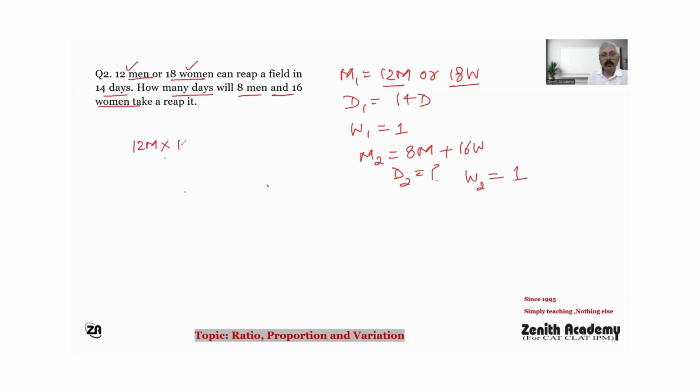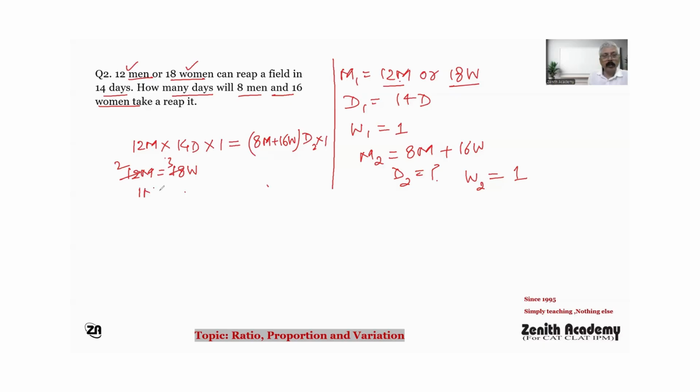12 men, 14D, W2 is same. And now 8 men plus 16 women, D2 into W1. Look here, 12 men or 18 women, it suggests that 12 men is equal to 18 women. So dividing by 6, 2 men is equal to 3 women.